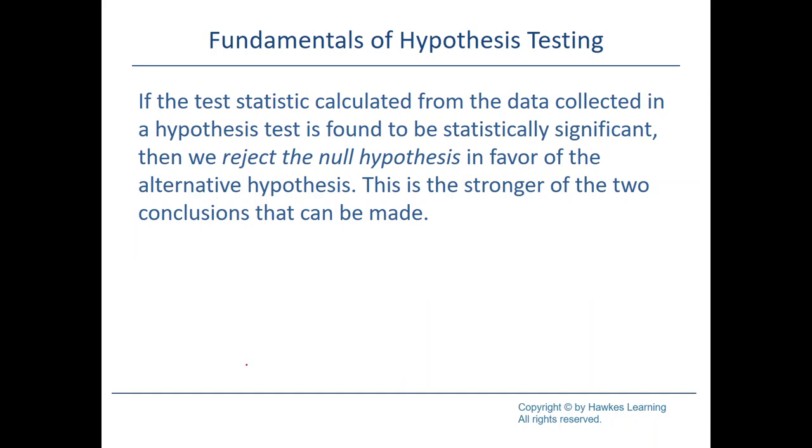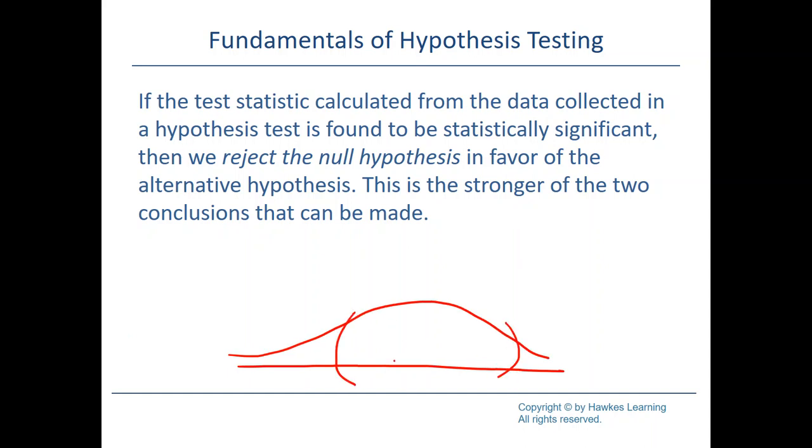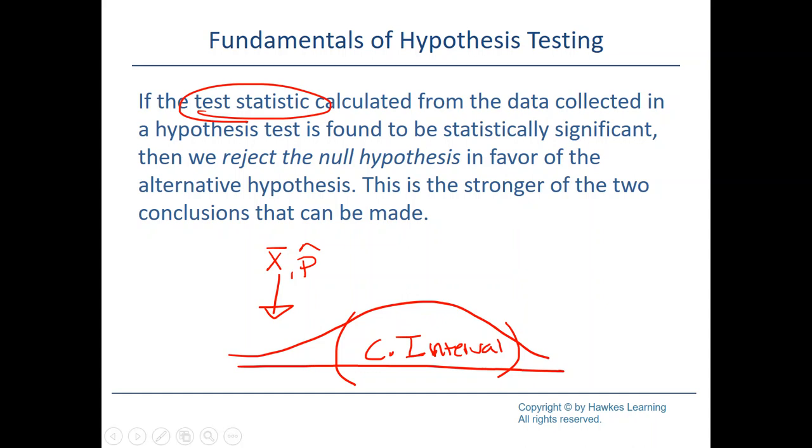Again, think back to this whole normal curve that we just made, and here's our confidence interval. Basically, you found some test statistic that falls out here, which means that we have enough evidence that it's far enough away from this, whatever that test statistic could be, that we can say that we reject the null. Now, this is the stronger of the two conclusions that can be made.